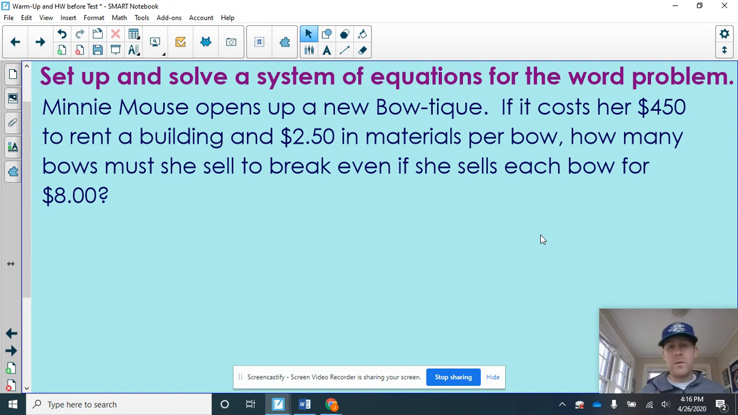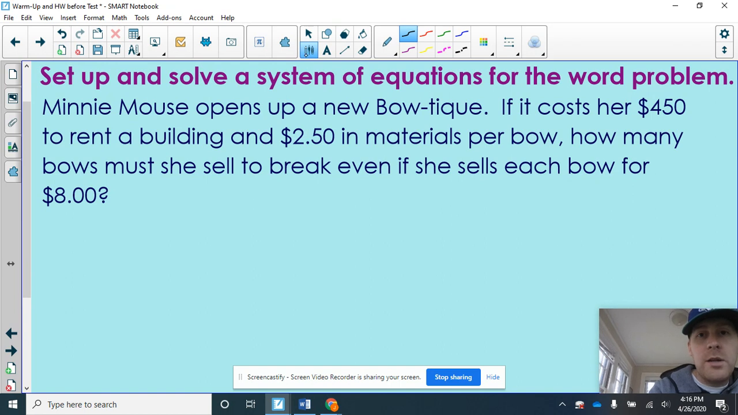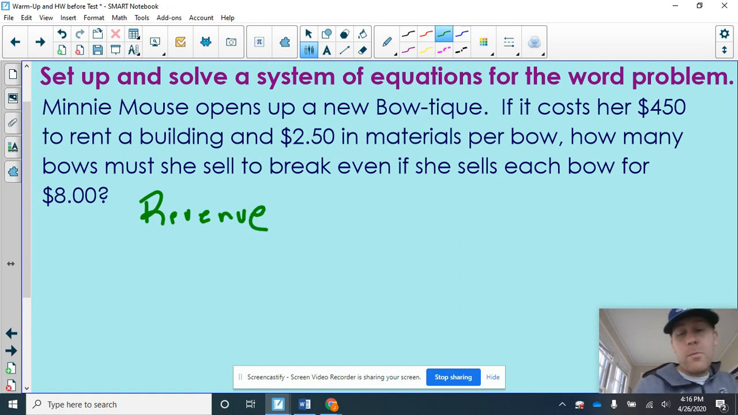With the break-even problem, you're always going to have one equation that represents revenue and one that represents expenses. I'm going to write that down. We're looking for one equation to represent revenue, or how we make money, and the other one, expenses, is our cost, or what it costs us to run this business.